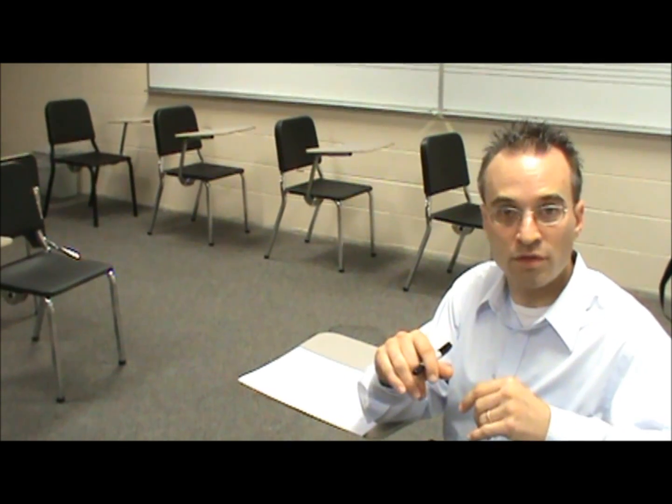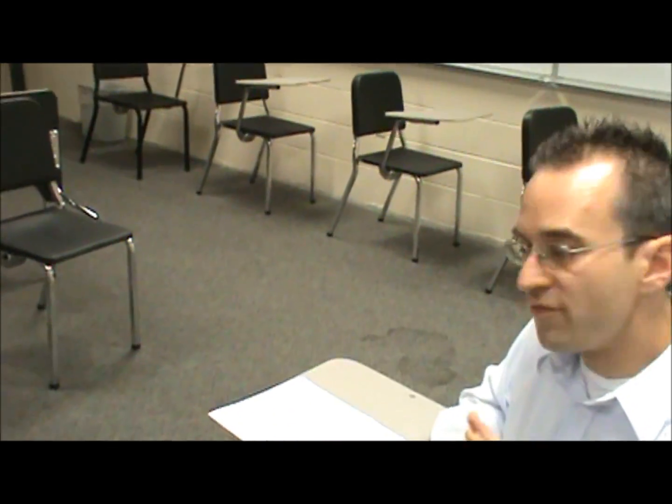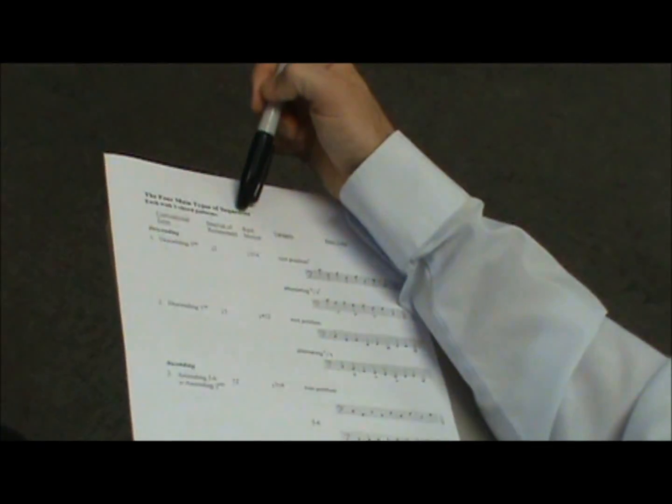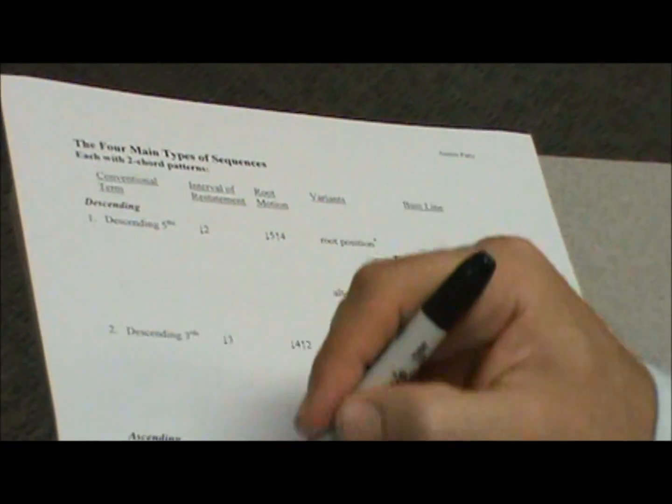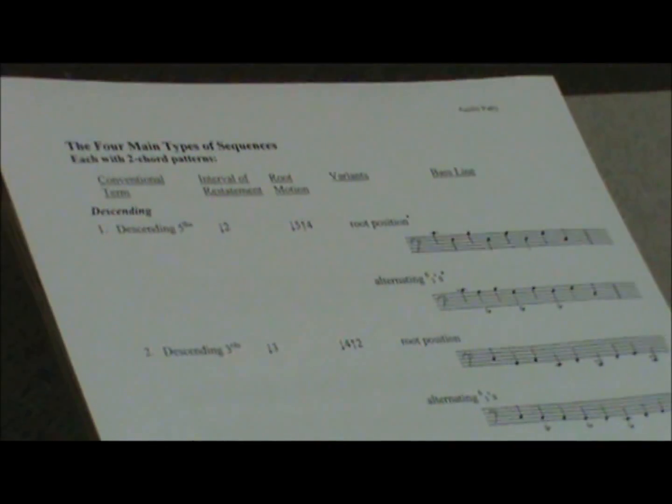It's good to know too that the pattern always consists of two chords within it. That primes the pump and just gets you set with a certain expectation when you're listening and when you're looking at a score. So let's take a look at these four main kinds. There are four main kinds of sequences, 1, 2, 3, and 4, and I've divided them out into two that are descending and two that ascend.